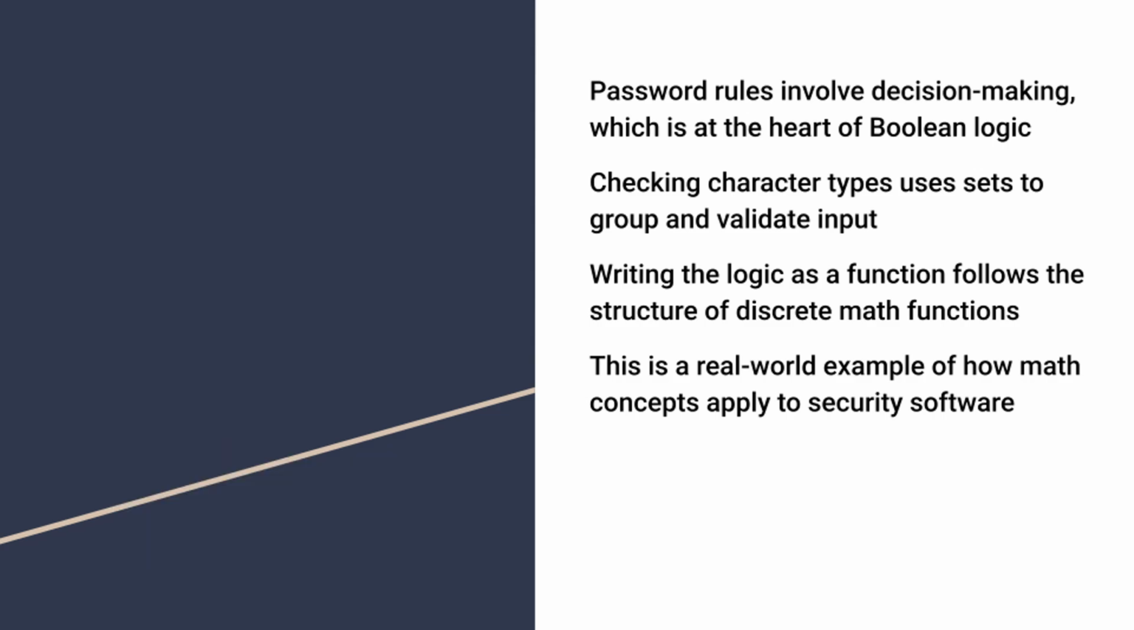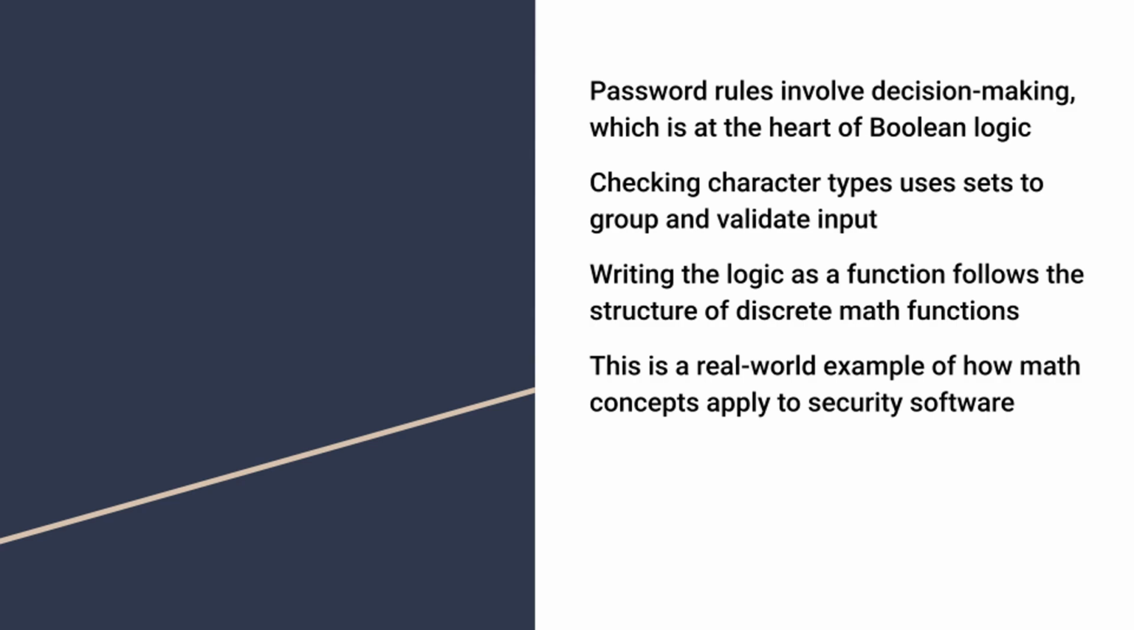So in our password checker code, we used password rules, which involve decision making, which is at the heart of Boolean logic. We're also checking character types, which uses sets to group and validate inputs. Writing the logic as a function follows the structure of discrete math functions. This is a real-world example of how math concepts apply to security software.